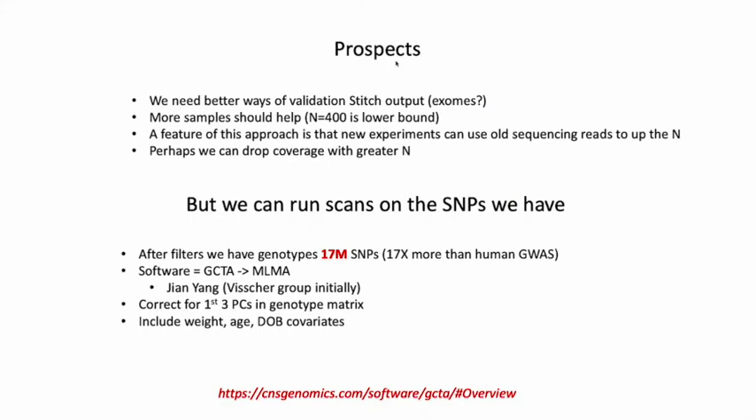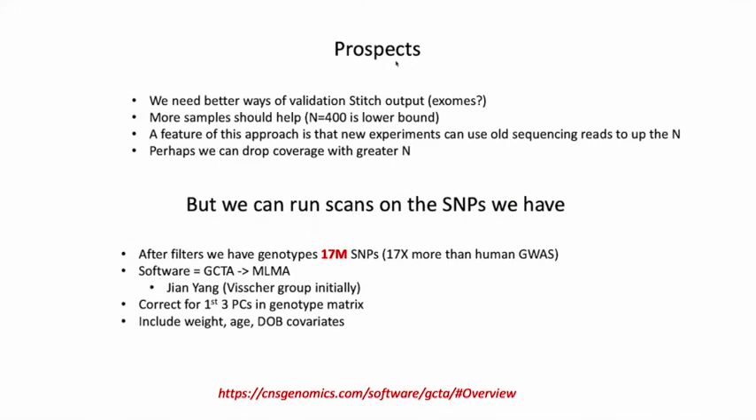So that's computationally difficult. To do the scans, we've been using the software called GCTA, and particularly the MLMA routine. This software was written by Jian Yang, who continues to support the software and work on it, but he initially developed it as part of the Visscher group, which is a big name in human genetics, right? So what we do, which is standard in human genetics GWAS, we're going to correct for the first 3 principal components in the genotype matrix. You could argue for more or less. We're including some covariates.